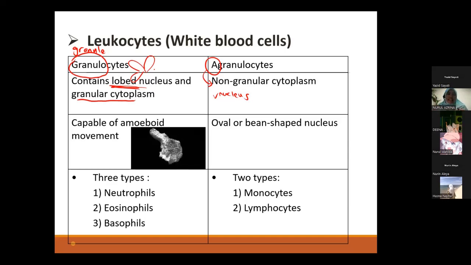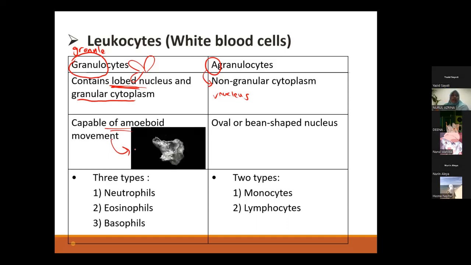Next, granulocyte. Despite having granular cytoplasm, this is one feature that you can use to differentiate between granulocyte and agranulocyte. Granulocytes are also able to undergo amoeboid movement. Amoeboid movement means they can use false feet like an amoeba. They can move like an amoeba, so they are able to squeeze between the cells and go to the target area.